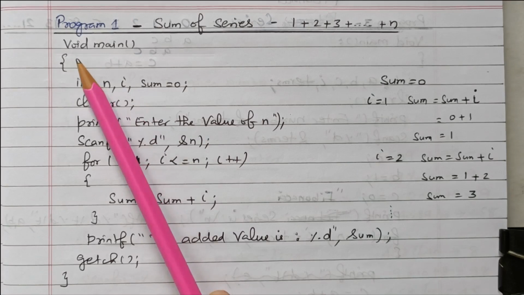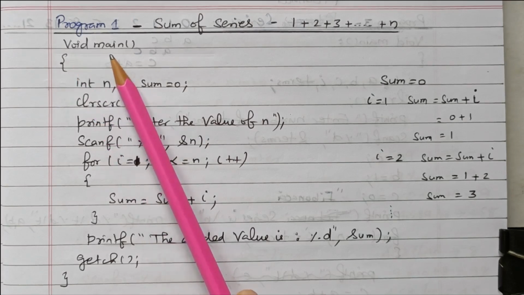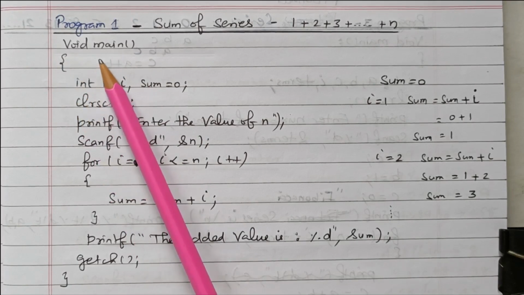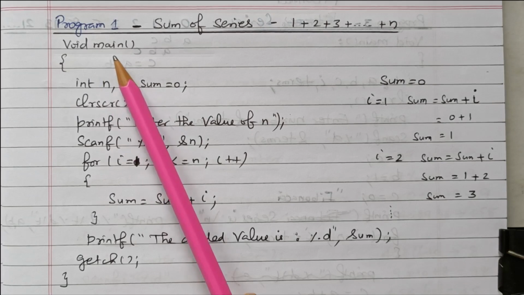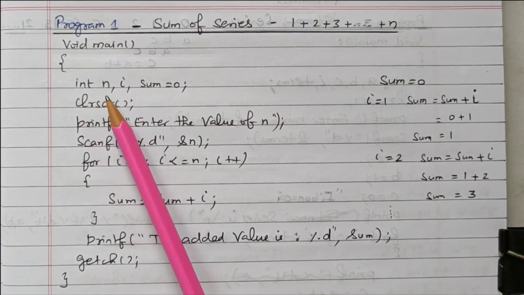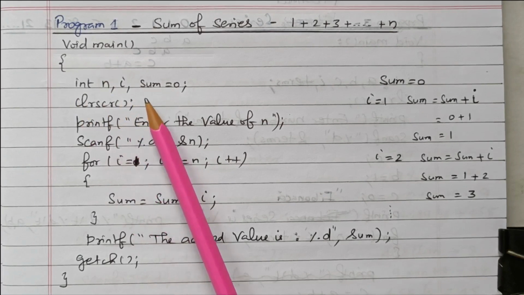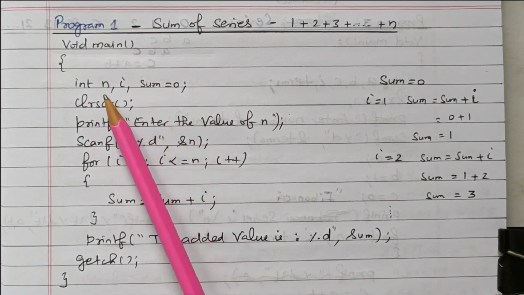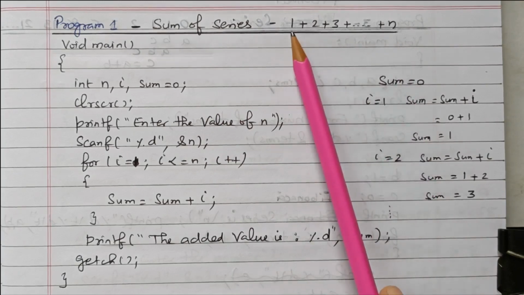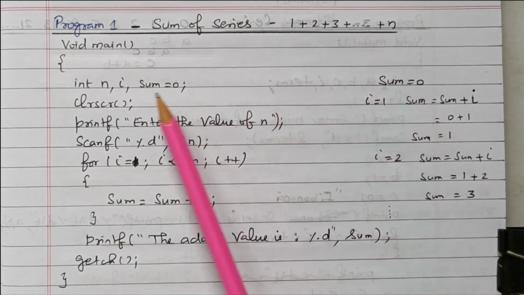Now we'll open the main program, void main, open the braces. The header file we can include. It's a default, we can include the header files stdio.h, conio.h. Then we'll declare the variables integer n, comma i, comma sum. So n is nothing but the maximum value in the series. Starting from 1, it will go up to n number.